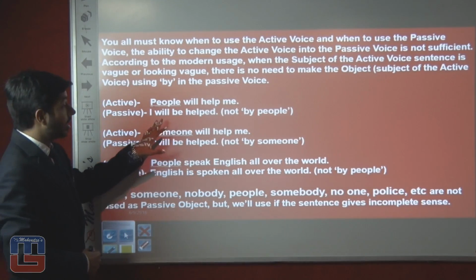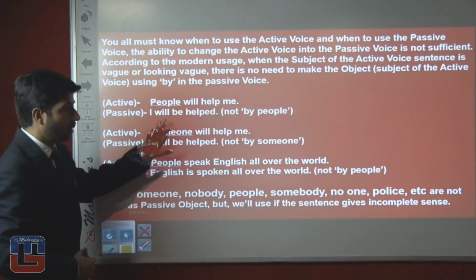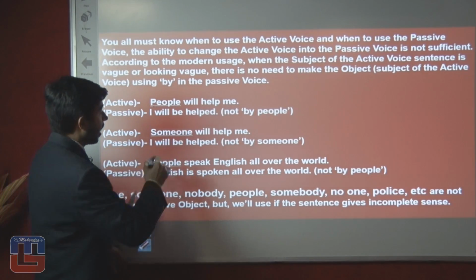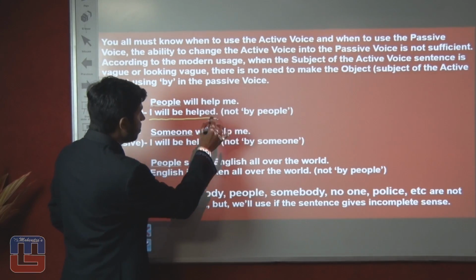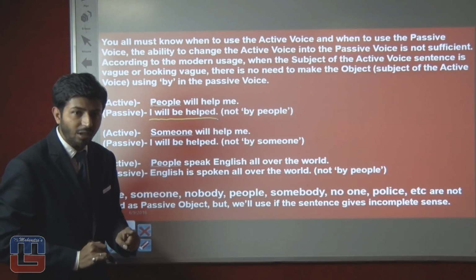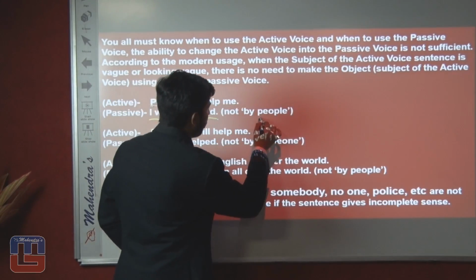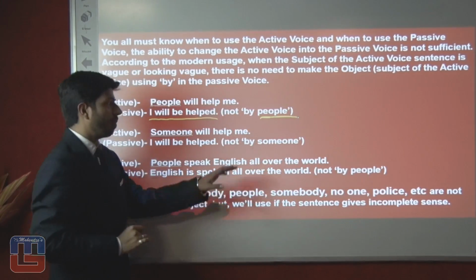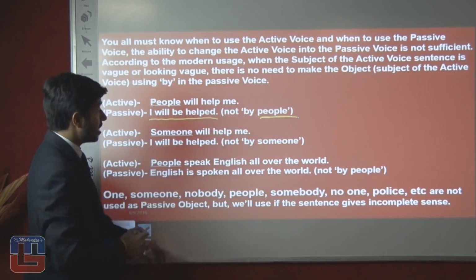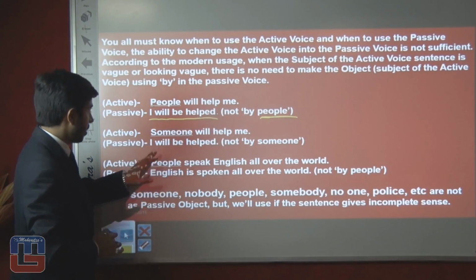Active voice sentence: People will help me. So what should be the passive voice of the given sentence? I will be helped. People is used here as a subject, but there is no requirement to use people with the help of by as an object. Therefore it is written not by people. The sentence is completed here. I will be helped.